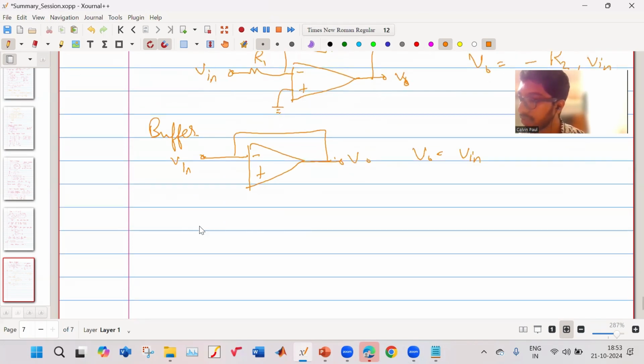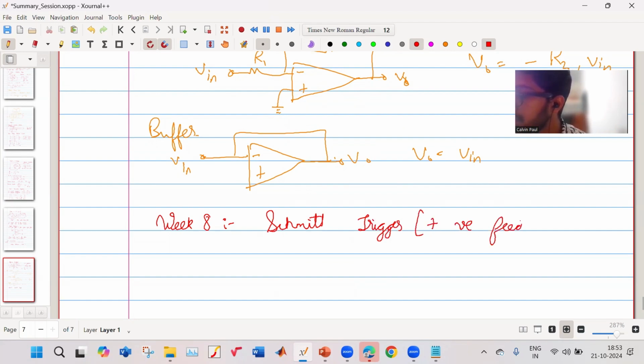So next we will go to week 8. This basically deals with Schmitt trigger. Schmitt trigger works on the concept of positive feedback. So it can take only two options. It can either be plus V supply or minus V supply. It can have only two stable values.